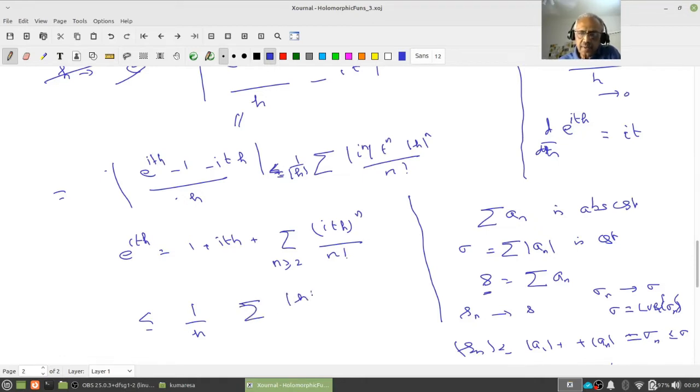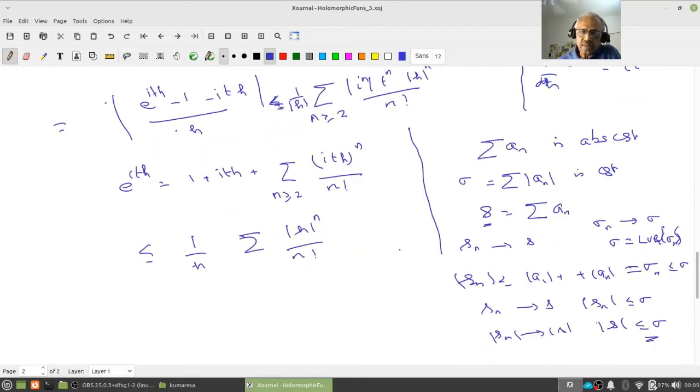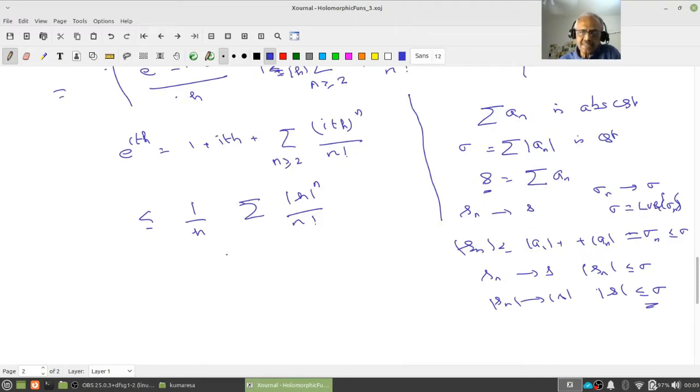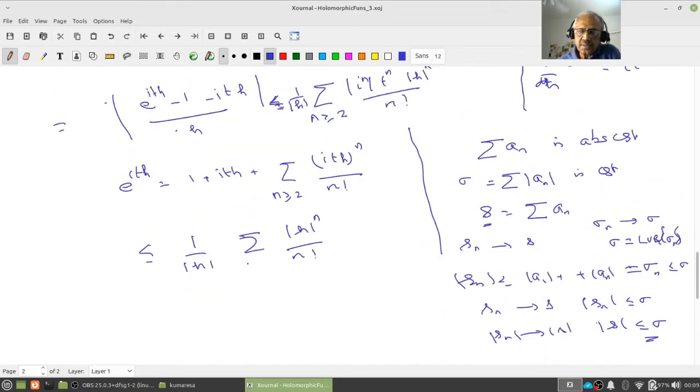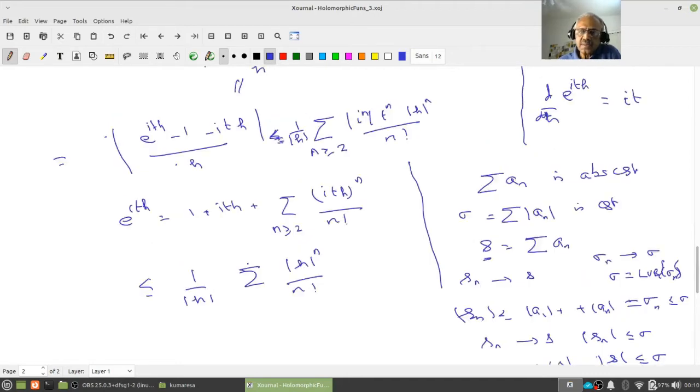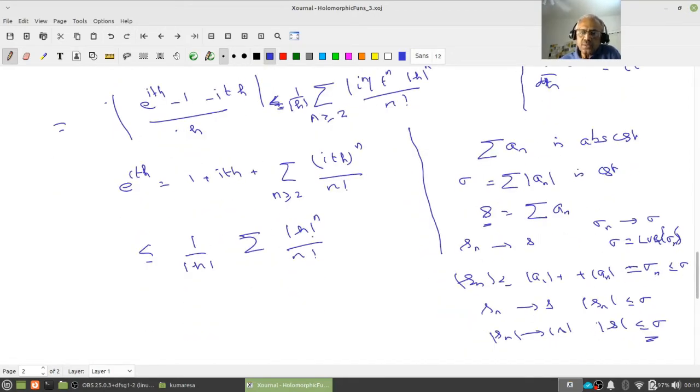Summation mod h to the power n by n factorial, this is n greater than or equal to 2. Are you following? Okay. There is also mod h. Let me just ignore all those things. Okay, so what do you think I have got? So I want to take h out, this is n greater than or equal to 2, therefore let me take h squared out. It is going to be mod h squared times summation of mod h to the power n minus 2 by n factorial.